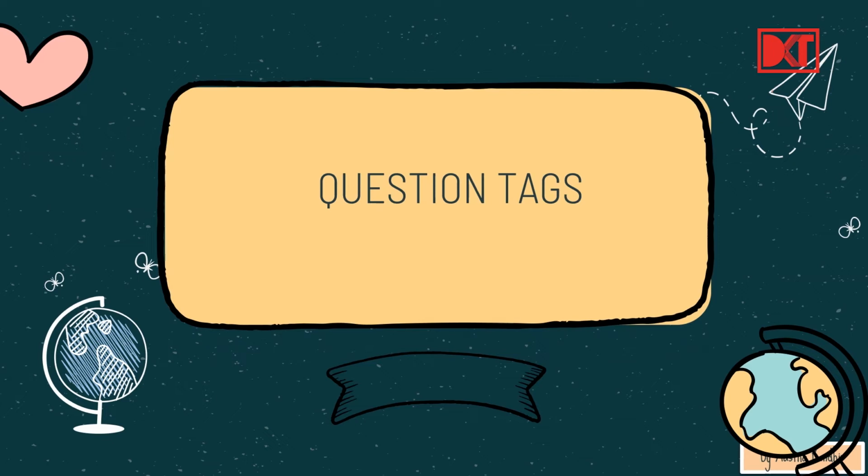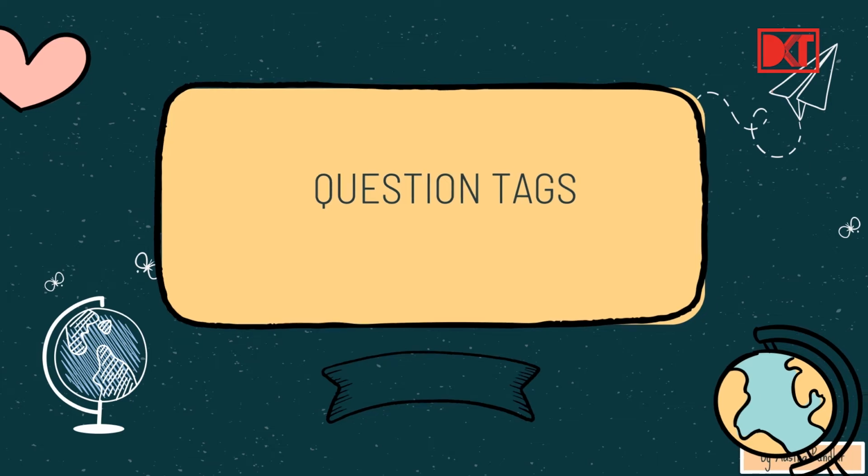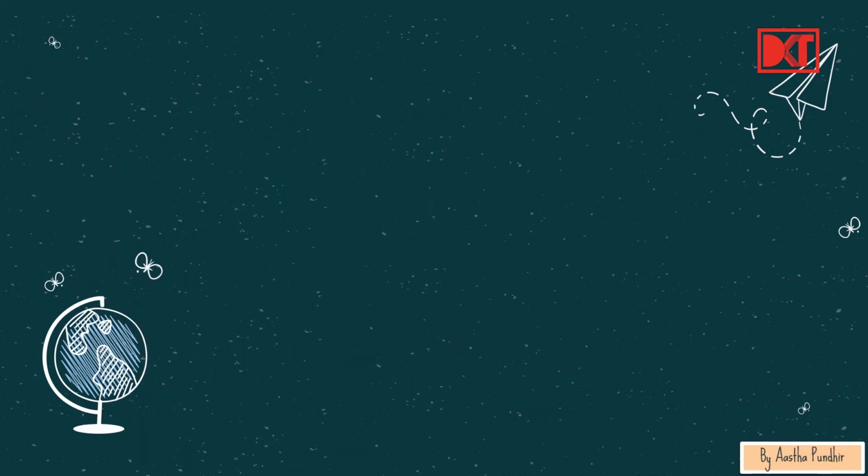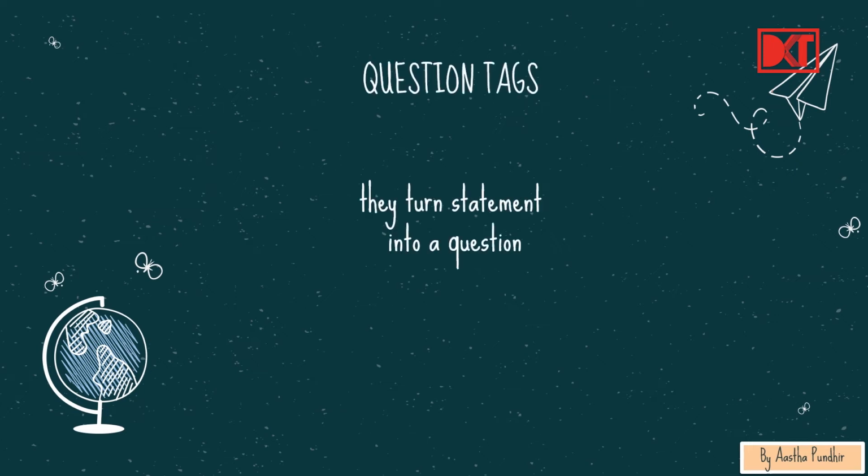Okay, now next up we have a very interesting category which is question tags. Now this is one topic I feel which makes English really interesting. Let's see how. Now what is the job of question tags? What they do is they turn a statement into a question. The simple job is turning a statement into a question. Just by adding 2 or 3 words at the end of a statement, we can make it a question. So let's see how that happens.